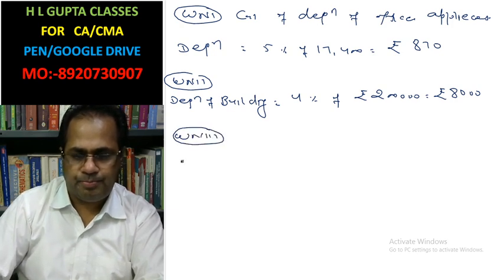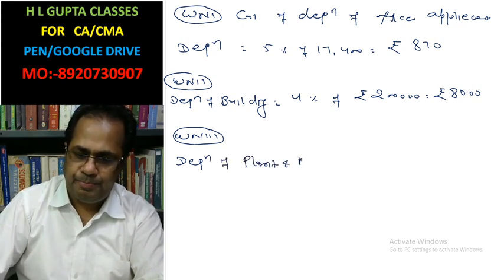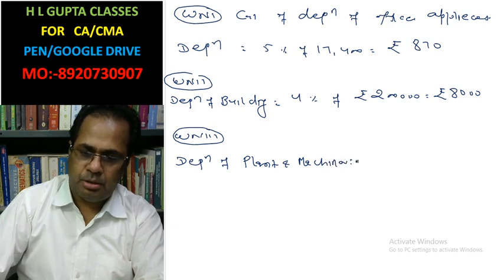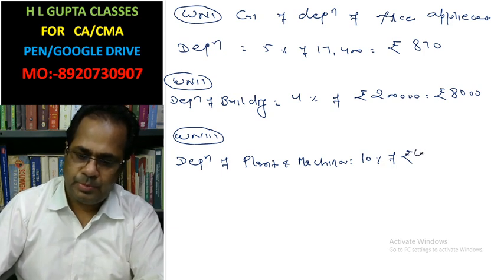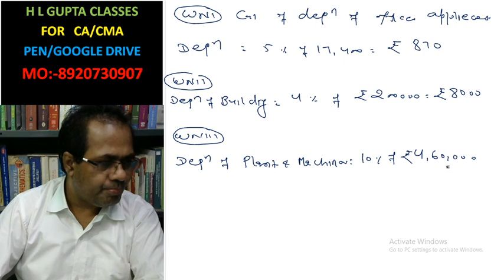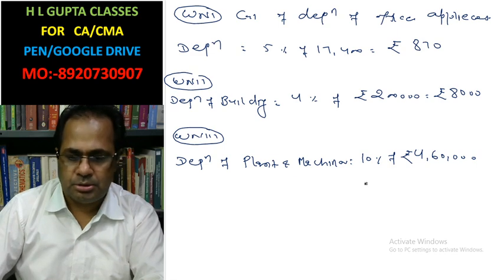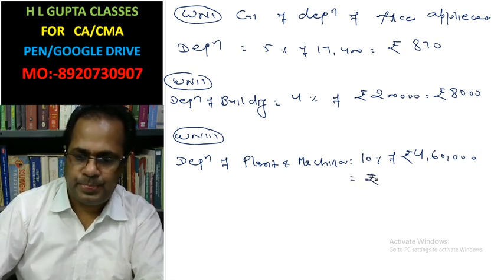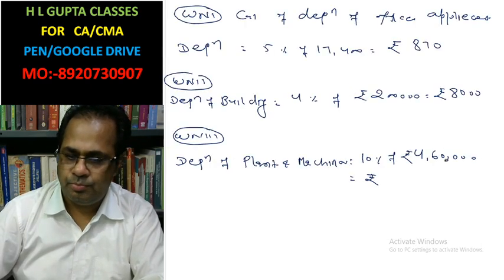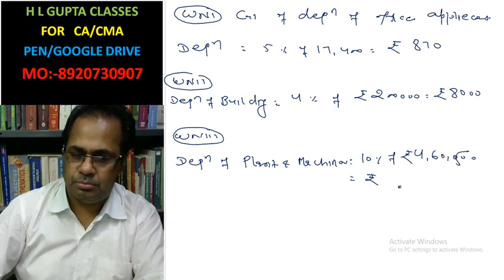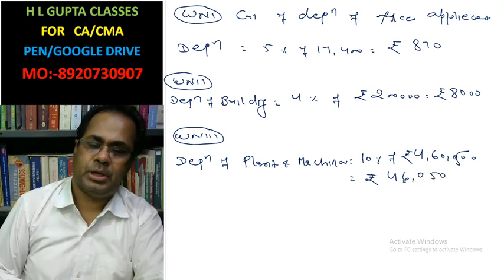Working note 3, depreciation of plant and machinery. Plant and machinery, that is 10% of rupees 4,60,000. Depreciation of plant and machinery will be rupees 46,000.